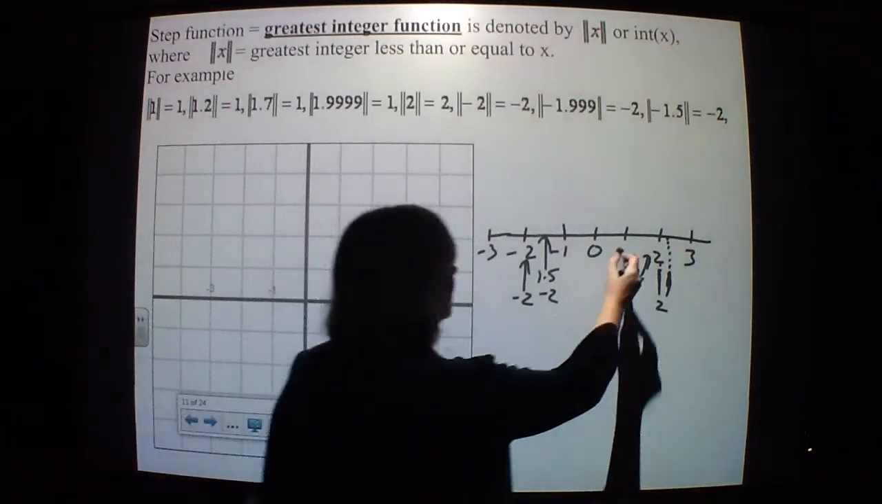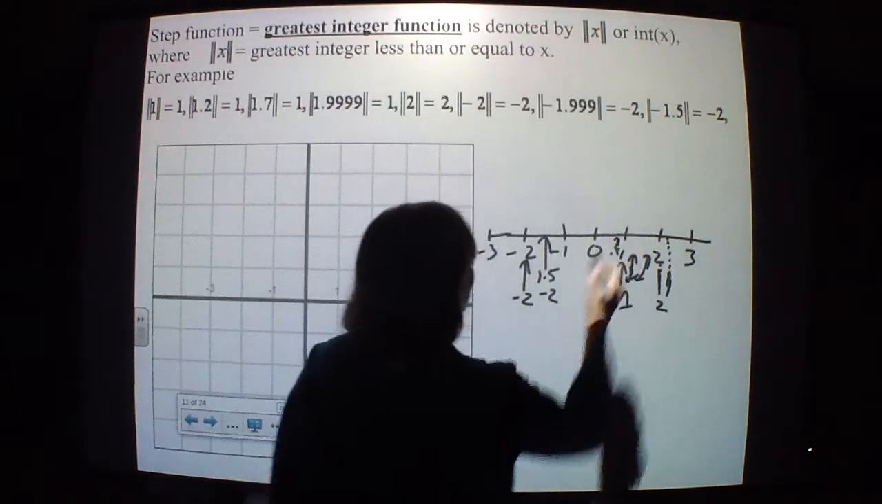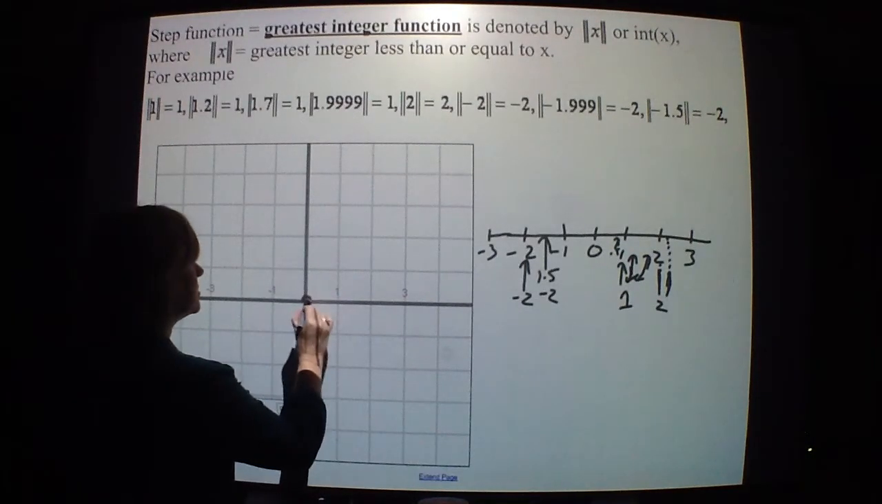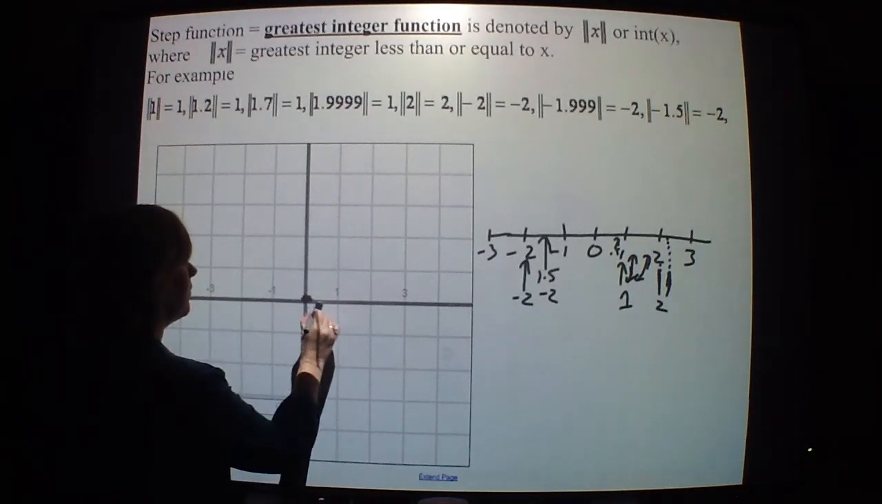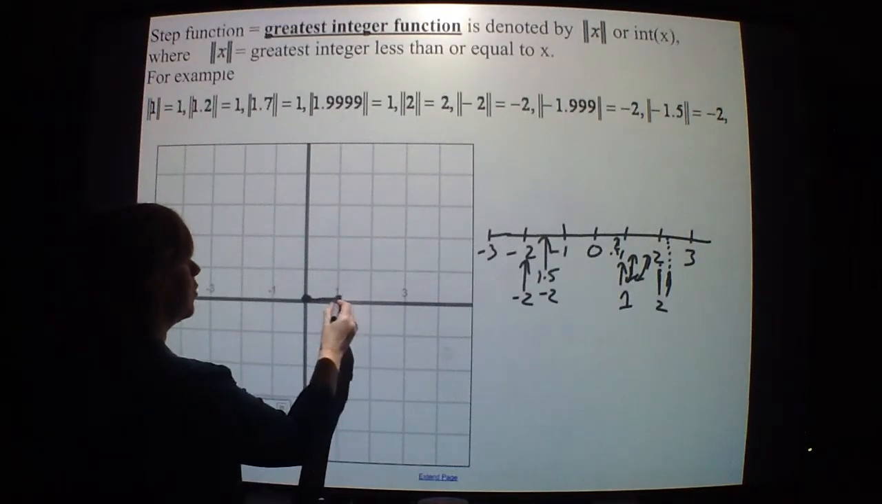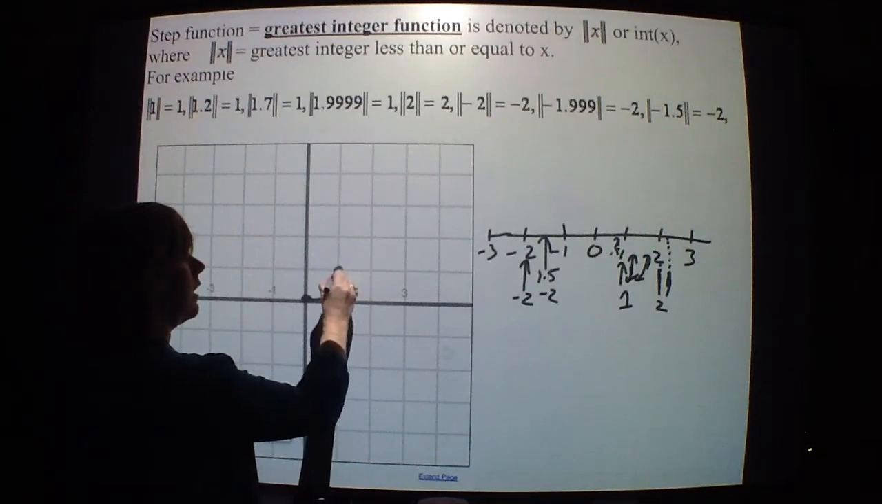If I'm at 0.9, it would be 0. If I'm at 0, I'm at 0. So at 0, I'm at 0. At anything up to 1, I'm at 0. 0.9, I'm at 0. But once I hit 1, I'm at 1.